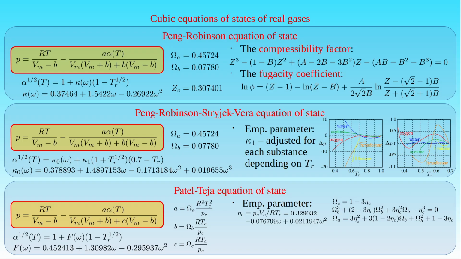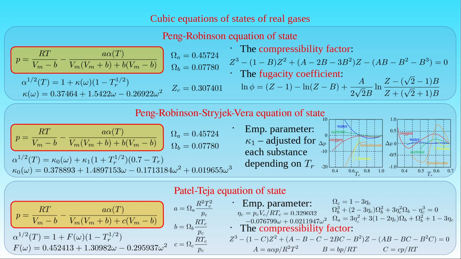The Patel-Teja equation of state gives a cubic equation for the compressibility factor Z that states that Z cubed, minus 1 minus capital C times Z squared, plus the quantity of capital A minus capital B minus capital C minus 2 times capital B times capital C minus capital B squared, times Z, minus the quantity of capital A times capital B minus capital B times capital C minus capital B squared times capital C is equal to 0. Here the quantities capital A and capital B have the same definitions as in the case of the Soave-Redlich-Kwong and the Peng-Robinson equations, whereas capital C is defined by the constant C times the pressure P over the gas constant R times the temperature T.